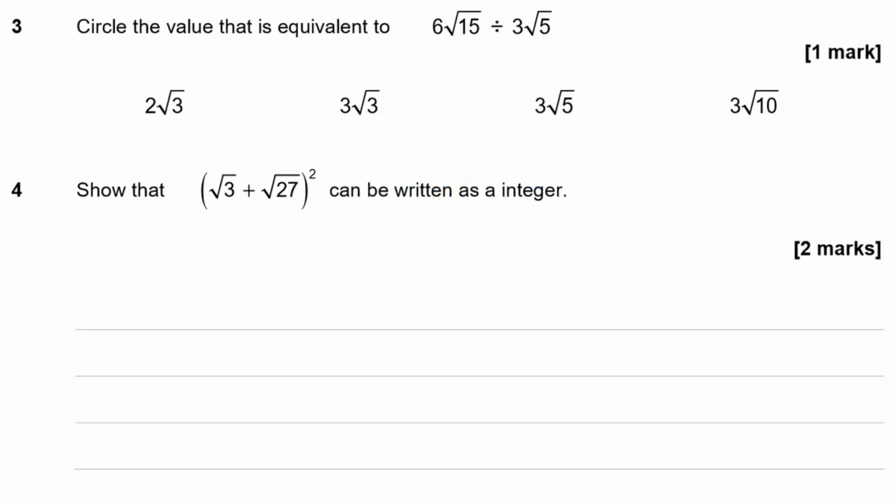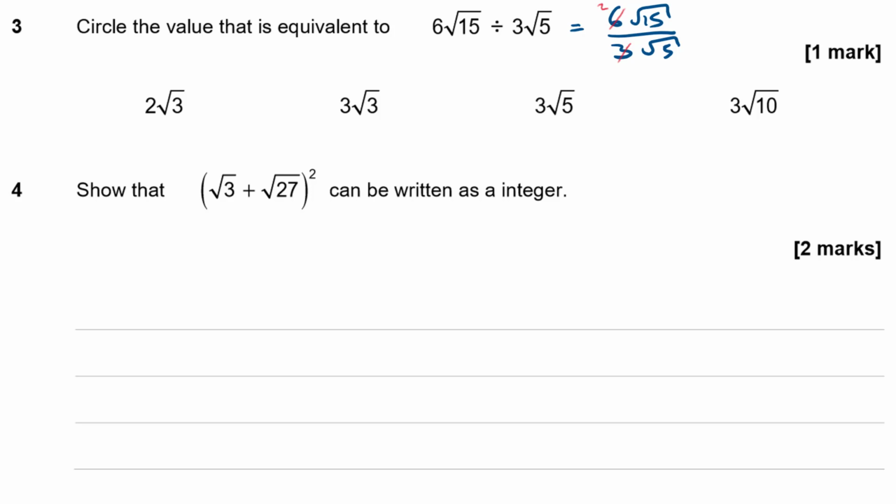Question 3, circle the value that is equivalent to 6 root 15 divided by 3 root 5. Now, I think it'd be clear if I rewrite this as a quotient, so 6 root 15 over 3 root 5. Then I can divide the 3 into the 6, giving me 2.